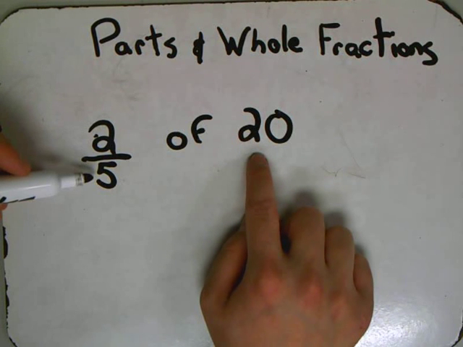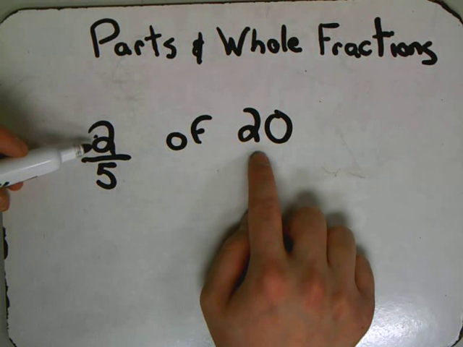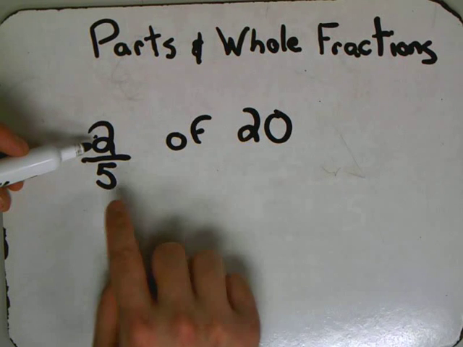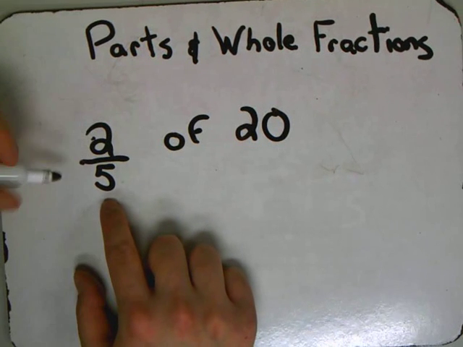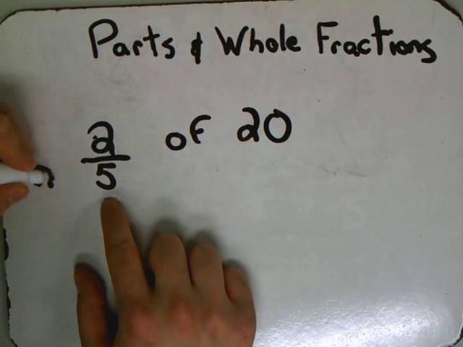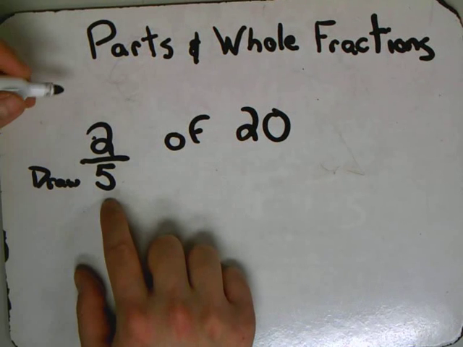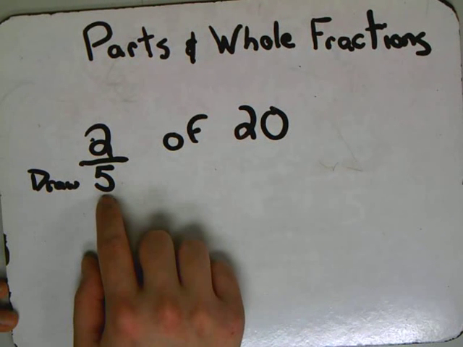If I had 5/5, that would equal 20. That would represent one whole. But I only want two. So the first thing you can do is you can look at your 5, and you can write the word draw next to your 5. Okay, so you just wrote the word draw next to your denominator.